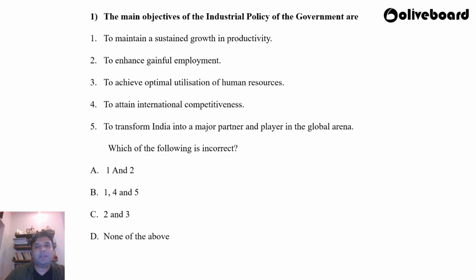So we are talking about the incorrect statements in this. Which are the statements? To maintain a sustained growth in productivity, to enhance gainful employment, to achieve optimal utilization of human resources, to attain international competitiveness, to transform India into a major partner and a player in the global arena. Which of the following is incorrect? A 1 and 2, B 1, 4 and 5, C 2 and 3, and D none of the above. What do you think is the correct answer?